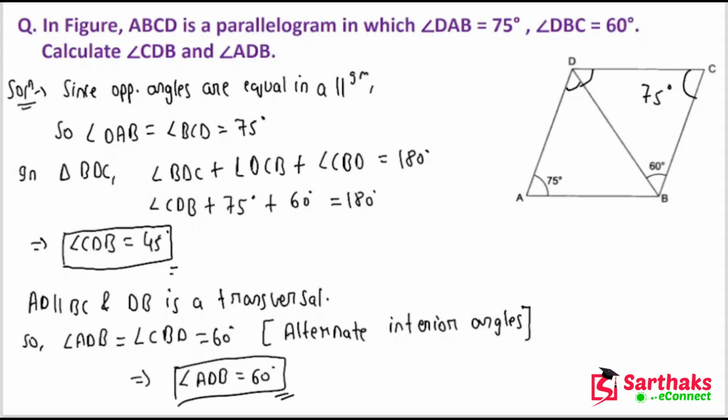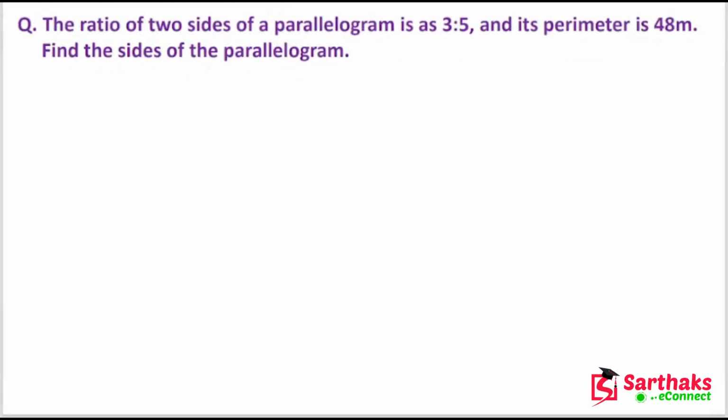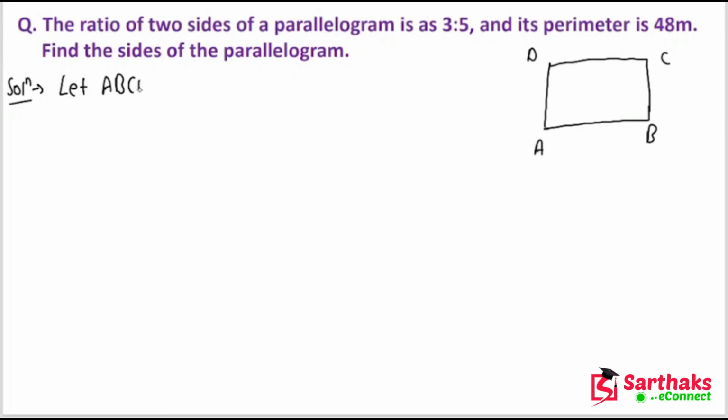Now let us move on to the last question, which states that the ratio of two sides of a parallelogram is 3:5. Find the sides of the parallelogram if its perimeter is 48 meter. Let us take ABCD to be a parallelogram just to indicate the figure. So ABCD is a parallelogram, and the ratio of sides is 3:5.